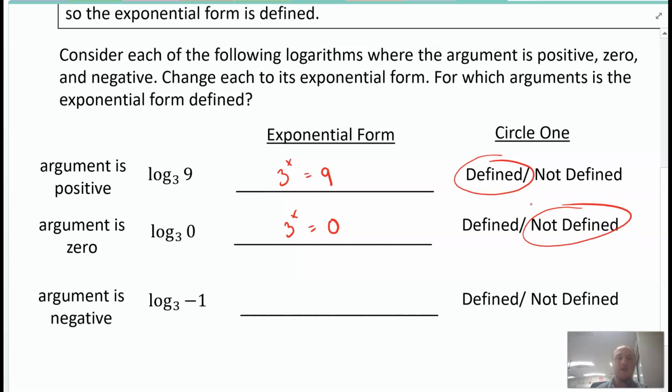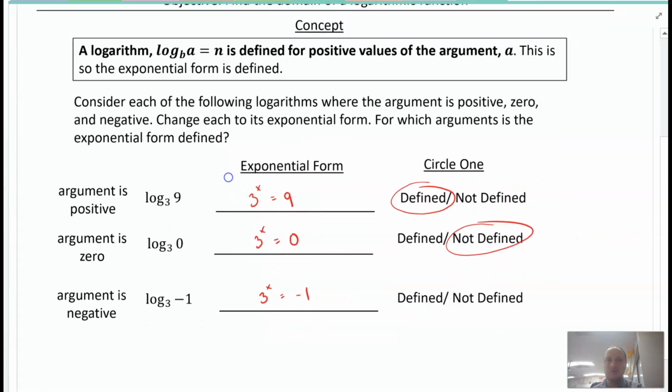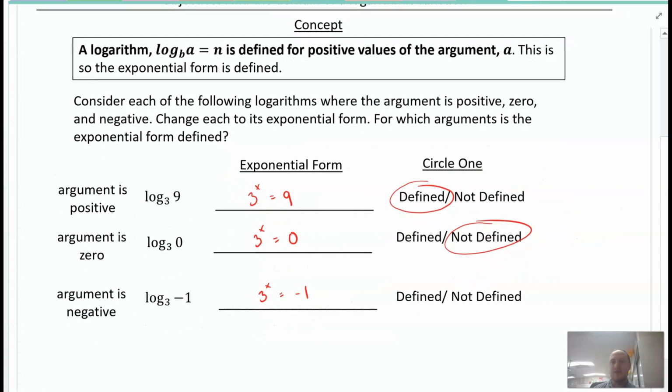And then what if the argument is negative? Again, if I have an exponential function without any transformations given, there's no way to get a negative value. Okay, so it's important to note that for a logarithm, log base b of a, our argument must be positive, greater than 0.